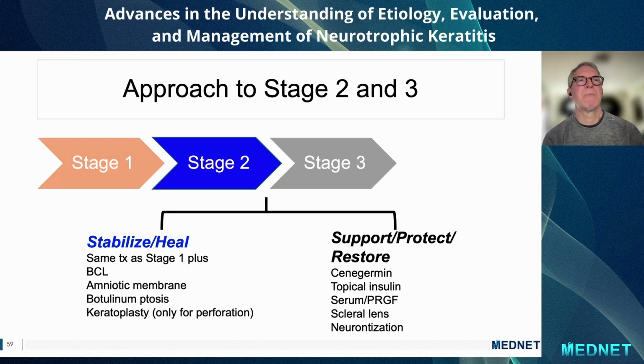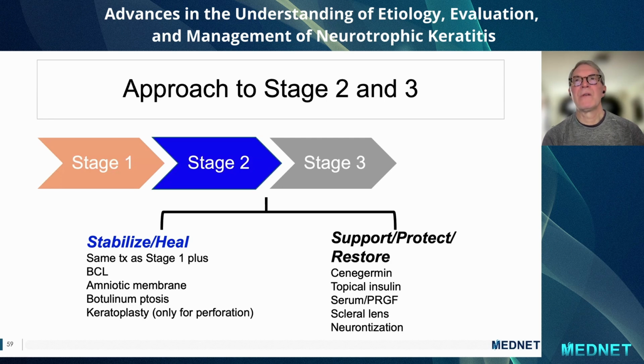So for stages 2 and 3, I utilize the same therapies that I mentioned for stage 1, plus consider, at least initially, using a bandage contact lens or the variety of amniotic membranes that are available. We try to avoid it, but botulinum-induced ptosis works fairly well, fairly quickly, and it's reversible. And really, I think most cornea specialists would reserve keratoplasty only for perforation, because results are not generally good with keratoplasty, and it may require a tarsorrhaphy, which isn't very good for long-term visual recovery.